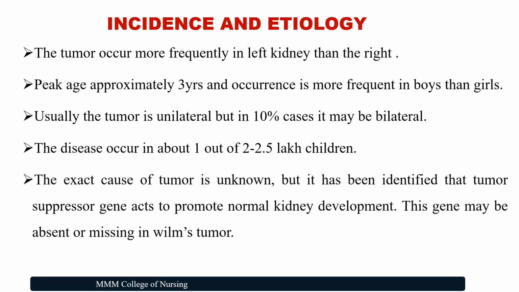Moving on to incidence and etiology, the tumor occurs more frequently in the left kidney than the right. Peak age is approximately 3 years, and occurrence is more common in boys than girls. Usually the tumor is unilateral, but in 10 percent of cases it can be bilateral. The disease occurs in about 1 out of 2.5 lakh children. The exact cause of the tumor is unknown, but it has been identified that a tumor suppressor gene acts to promote normal kidney development, but this gene may be absent or missing in Wilms tumor.